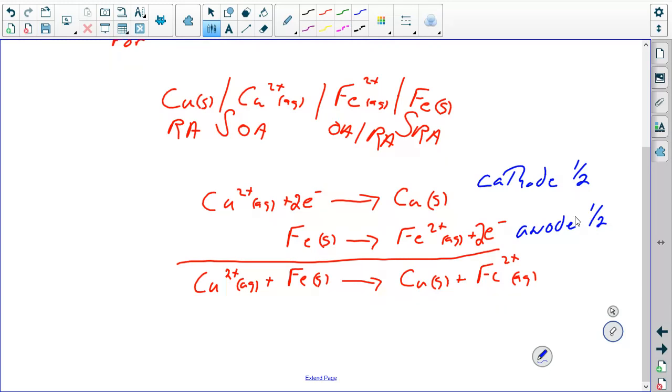Okay. So we now know the direction of ion flow because we need to gain electrons at the cathode.